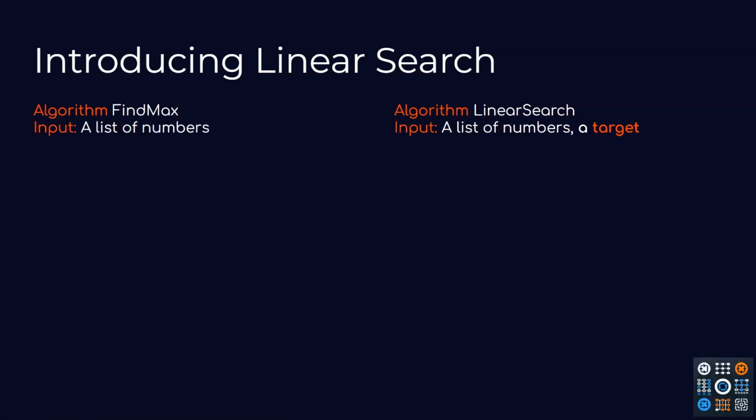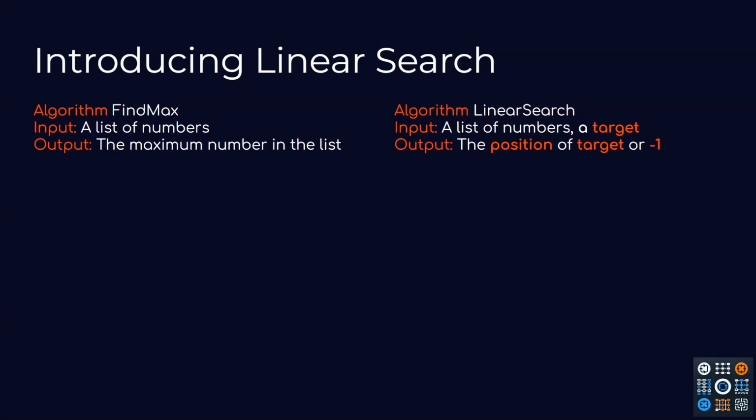For the find max algorithm, the input was a list of numbers. For linear search, the input is also a list of numbers, but we add an additional input, the target value we are searching for within that list. The output of the find max algorithm is straightforward. It returns the maximum number found in the list. In contrast, the output of the linear search is the position of the target value within the list, or -1 if the target is not found. This indicates whether and where the target exists in the list.